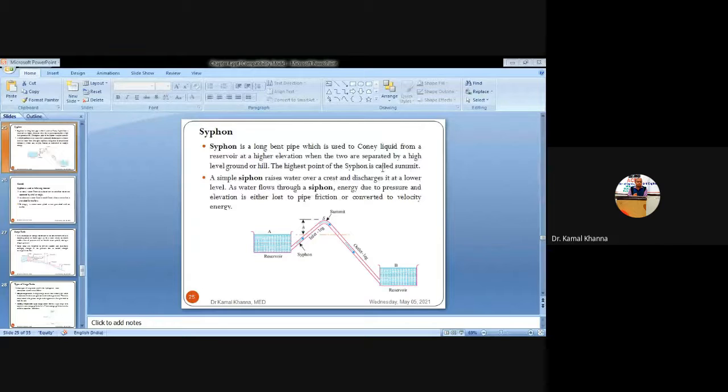Because as you can see from the summit to the lower portion of the siphon, which is connected to reservoir B, that whole energy is converted into a single form of energy, called the kinetic energy. Due to that velocity, or that kinetic energy, the water starts moving downward from the summit point to the lower point of the siphon, and hence the water is transported to reservoir B, and hence reservoir B starts to fill.